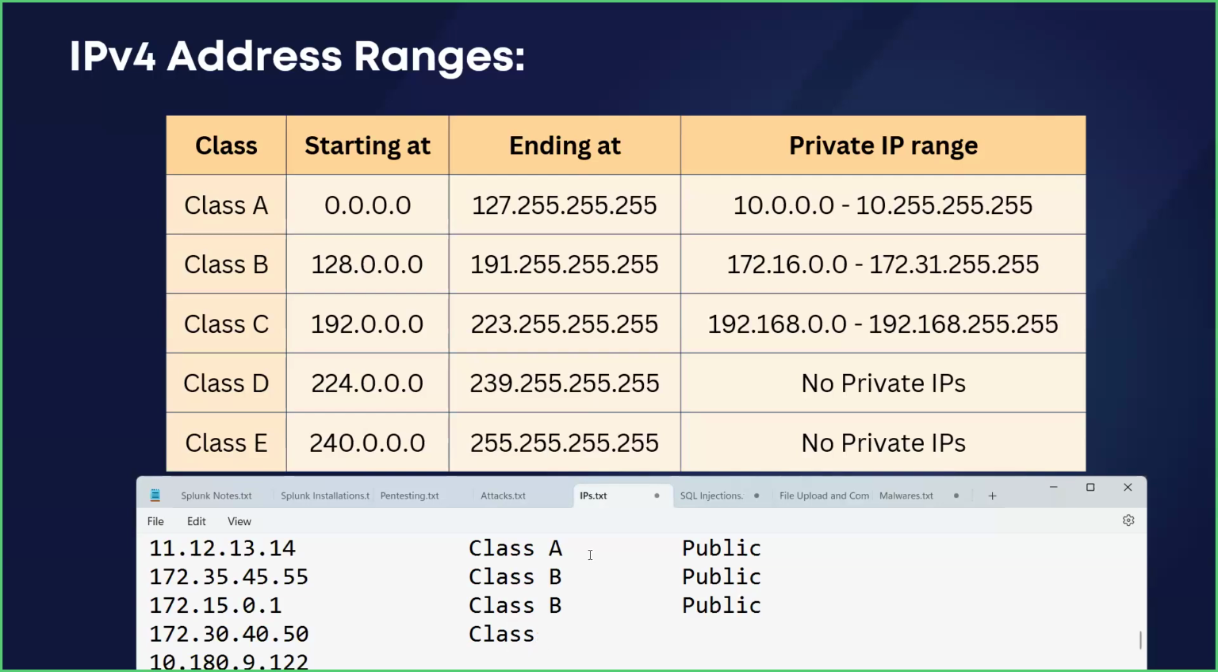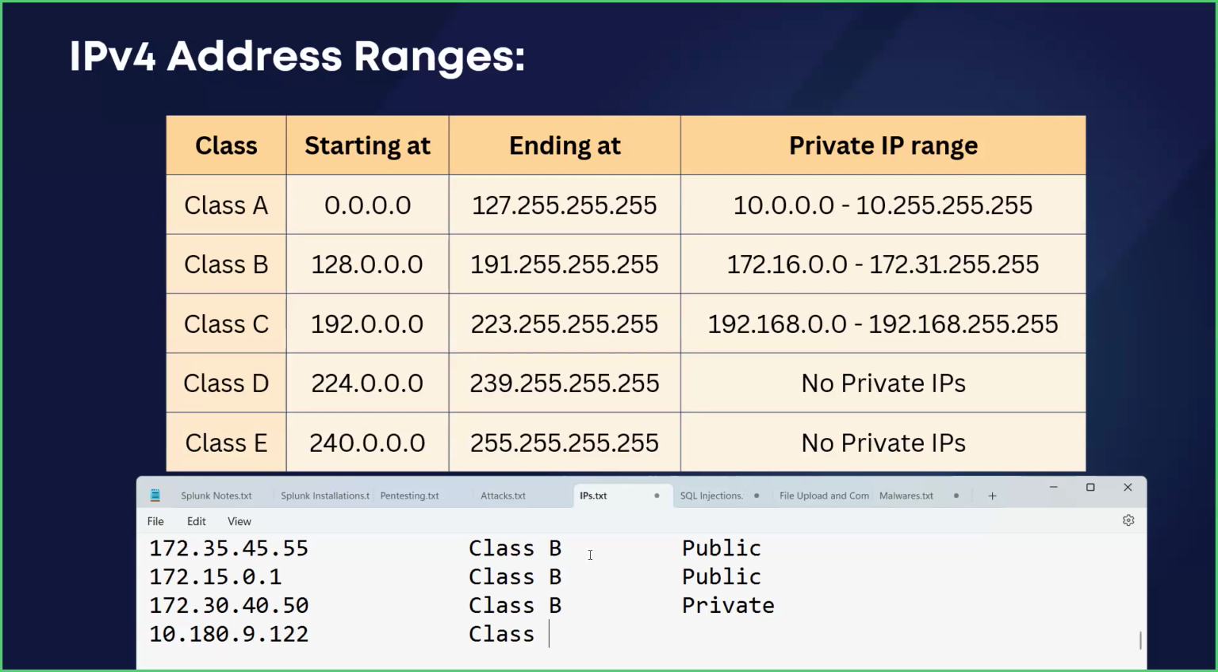72, 30. Class B. Okay. Public. Are you sure? 172, 30. 172, 30. That is a private. Sorry. Yes, it's private. Right. It's private. Next one.